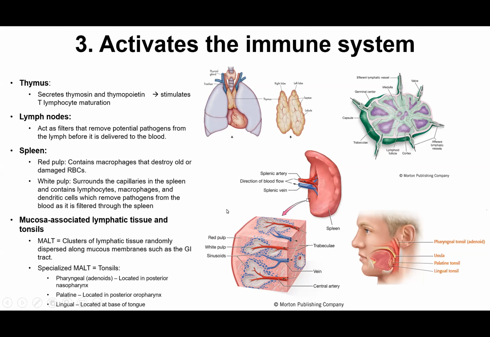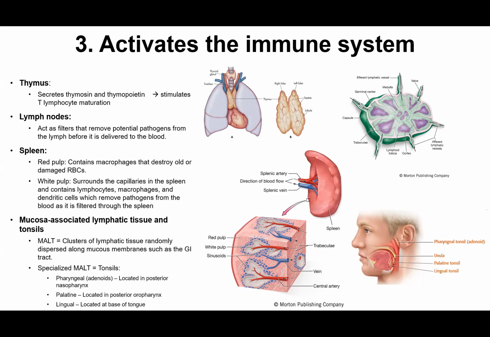Finally, the mucosal associated lymphatic tissue, also called MALT, are just these clusters of lymphatic tissue that are kind of randomly dispersed along mucous membranes like the GI tract. So this should hopefully make sense, because sometimes we eat food that might still have bacteria on it. And so by the time it gets to our intestines, it's great that we have these little lymphatic tissues spread out throughout our intestines, which can help to remove pathogens from being reabsorbed back into the blood.